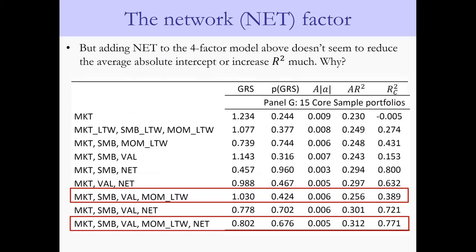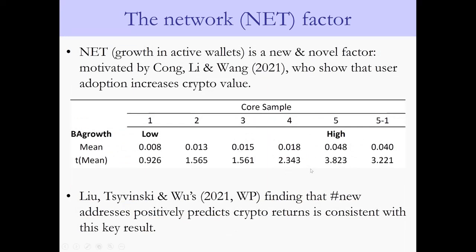But if you compare the 5-factor model here at the bottom with the 4-factor model here, without including the network factor, it looks like the 5-factor model does not reduce the alpha that much. It reduced alpha by 0.1 percentage point per week, and the R squares is not increased too much, although the constrained R square is much bigger than the 4-factor model. So I wonder why that's the case, right? Given network factor is such a useful and robust factor, as you can see over here.